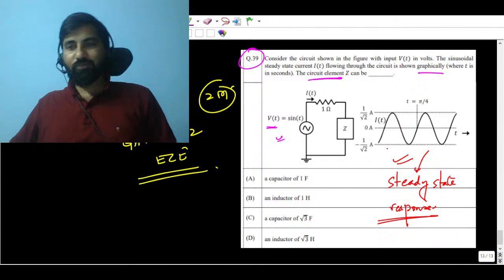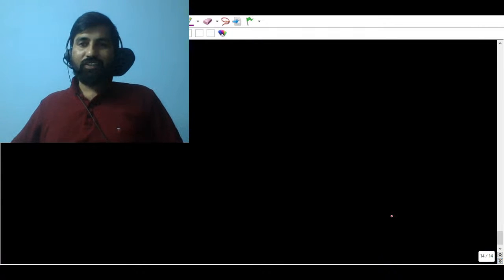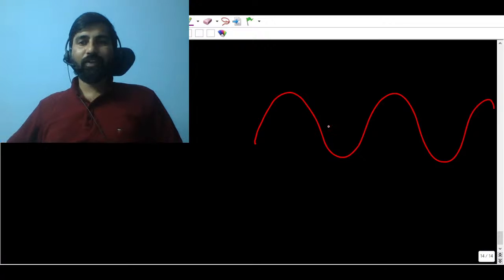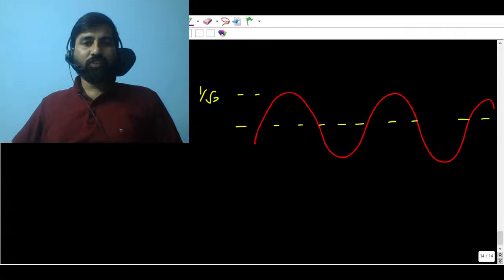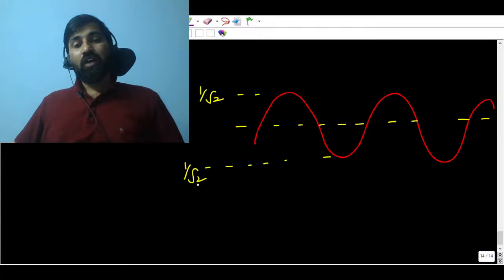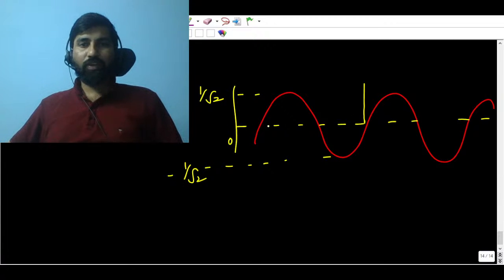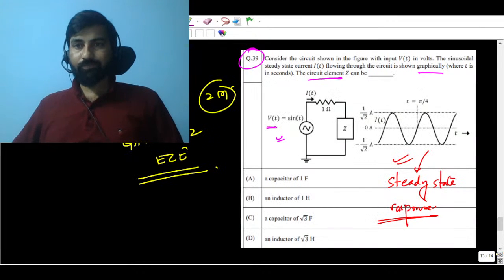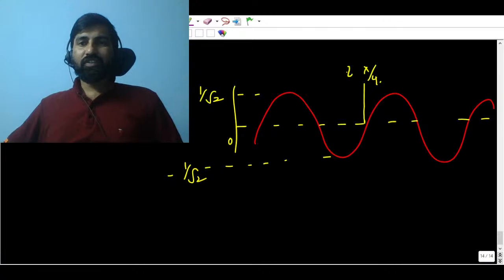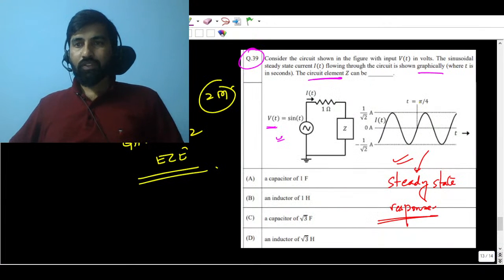If you look at this waveform, you can write it mathematically. The amplitude is 1 by root 2 and minus 1 by root 2, and the phase is, they have given the phase here. This is 0 and they have given the phase here, that is pi by 4. You can say this is t equal to pi by 4 they have given.